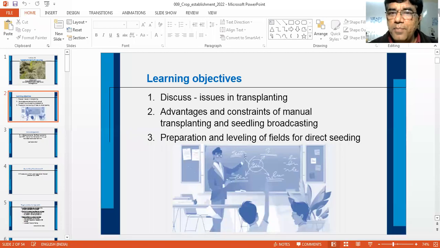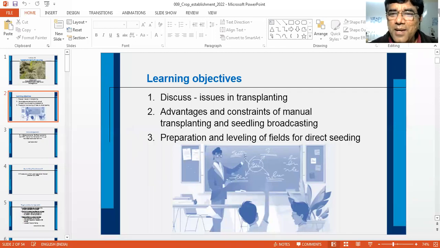Transplanting can be of two types. One is manual, other is by machine or mechanical transplanting. And then you go for direct seeding. So there are only two methods of rice crop establishment. One is transplanting and other is direct seeding. In direct seeding, you can have several versions. Several versions are available for direct seeding.